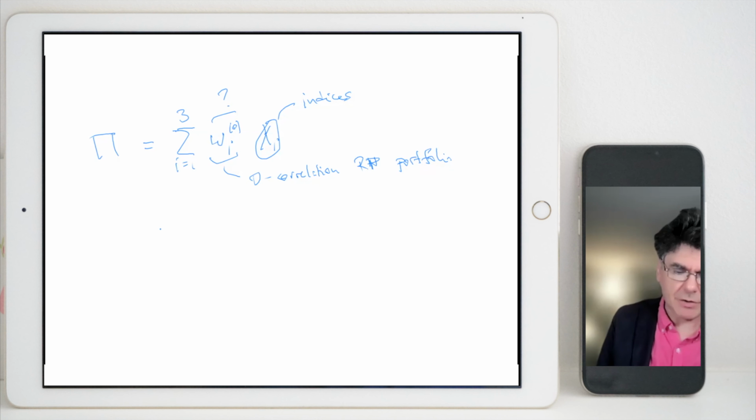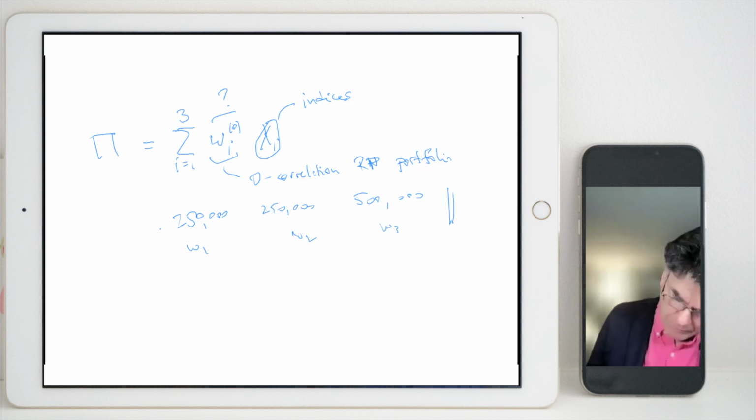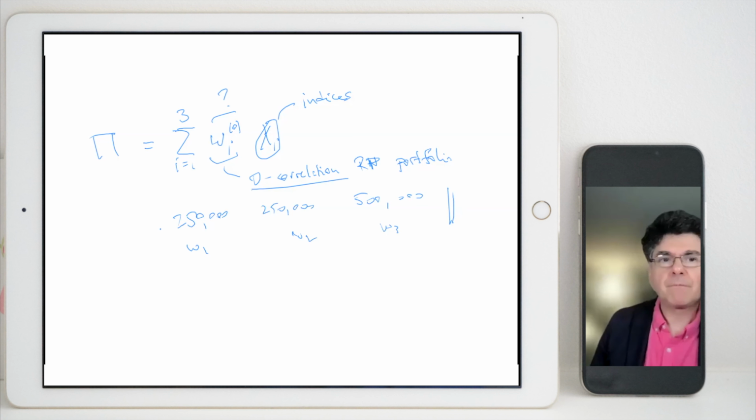We had $1 million. So these numbers will be something like 250,000. I'm just making it up, 250,000, 500,000. Okay, so this could be W1, this could be W2, this could be W3. Your choice of W1, 2, and 3 from the zero correlation assignment should look like this. Is this okay? Is everybody with me?